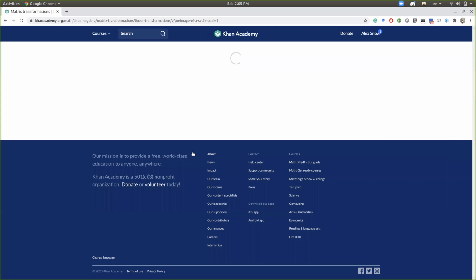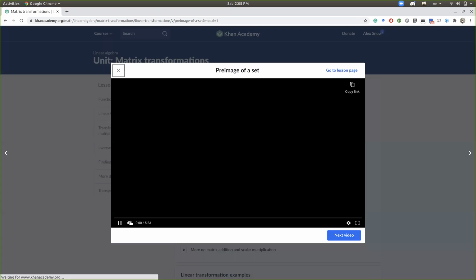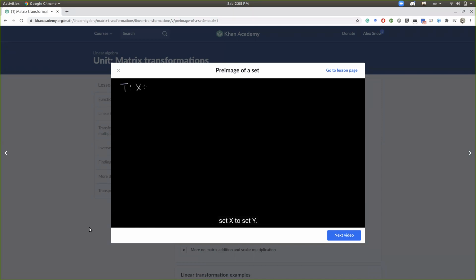Let T be a transformation that maps elements in set X to set Y. We know that we call X the domain of T, so that's my set X, and then the set that I'm mapping into, set Y, that's the codomain. We know that T is a transformation, that if you take any member of X and you transform it, you'll associate it with a member of set Y, or you'll map it to a member of set Y. And that's what the transformation or the function does.